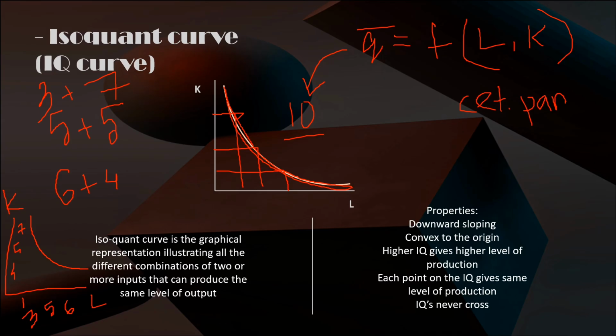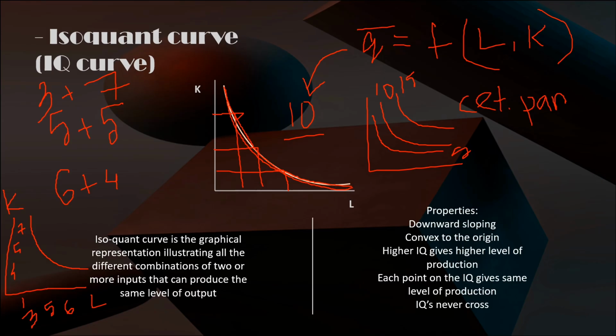Let's come to the properties. We know the Isoquant curve is downward sloping, as we just have seen. It's downward sloping and convex to the origin. Now, the third point is an important one. Let's say this IQ curve right here that I've drawn has a production level of 10. Again, this is hypothetical. Let's draw a curve that's higher than this, so it will have a higher value, that is 15. And if we draw a curve that's lower than this, it will have a lower level of production, that is 5. So the higher we go, the higher the level of production.